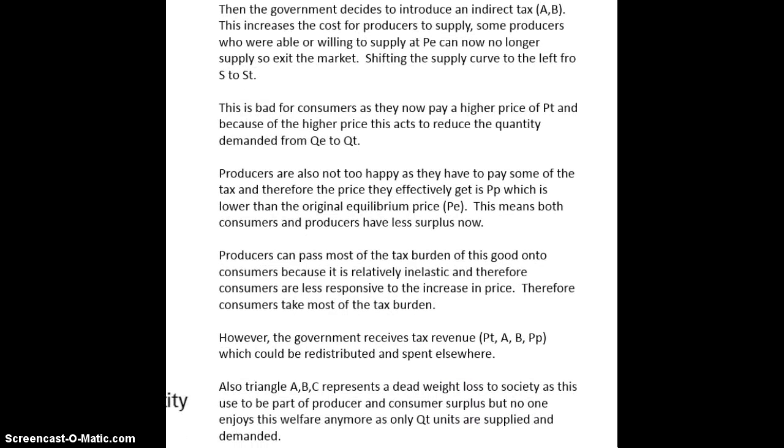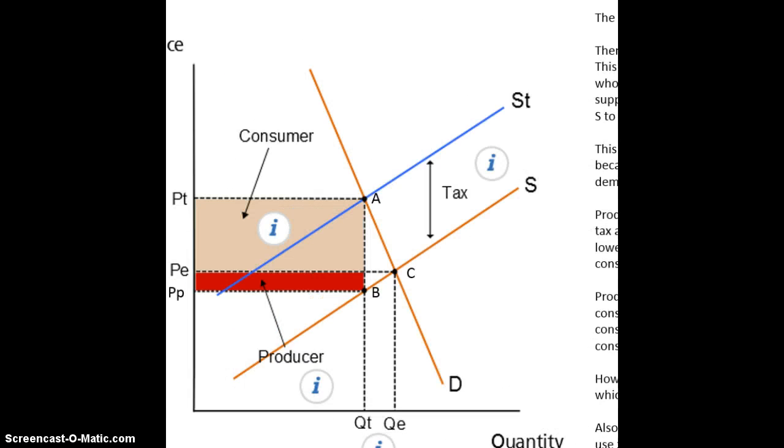Also, the triangle ABC represents a deadweight loss to society, as this used to be part of consumer and producer surplus, but no one enjoys this welfare anymore, as only QT units are supplied and demanded. So that gives you an idea of the sort of explanation you need to do to get full marks. It's very mechanical. You just have to get used to using all the labels to help your explanation.